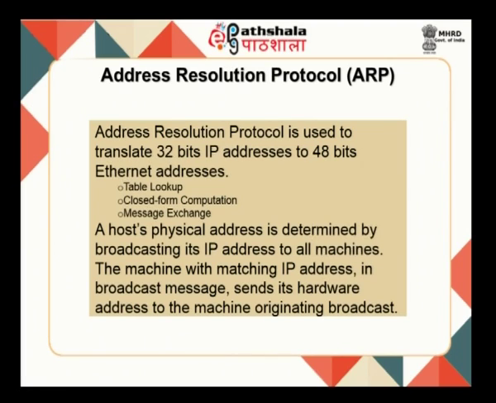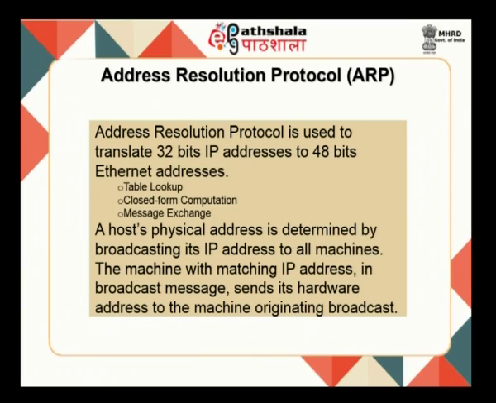There are 3 methods by which it can do a mapping. Either it can make a table lookup, which is a very old method, or it can use a closed form computation. So, you have a table where there is a mapping between an IP address and the physical address, but this table has to be dynamically updated for every machine that is added to the network. The closed form computation method would be used where, from the 32-bit address, we do some mathematical computation and try to get the 48-bit physical address. This is also not useful.